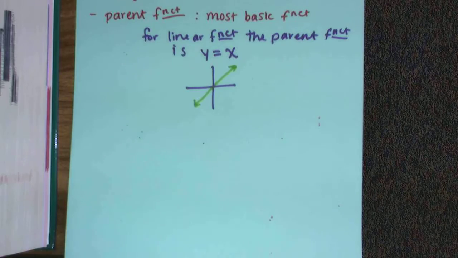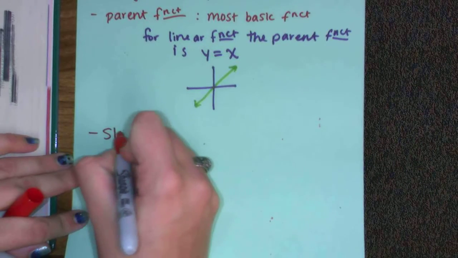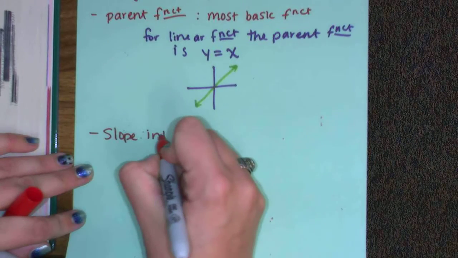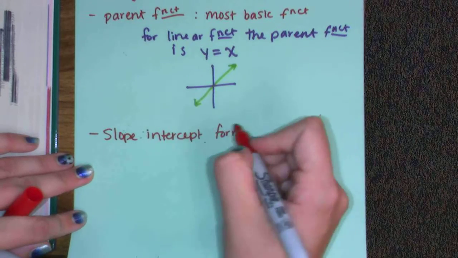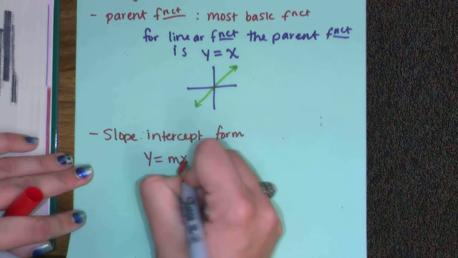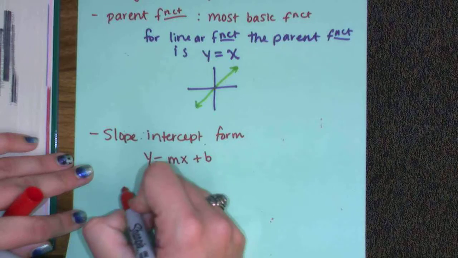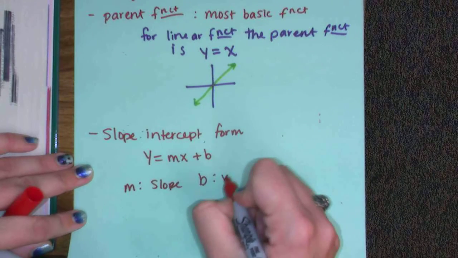I think you guys probably remember slope-intercept form, but I'm going to go ahead and talk about it really quick. Okay, slope-intercept form is y is equal to mx plus b, with m being slope, and b is the y-intercept.